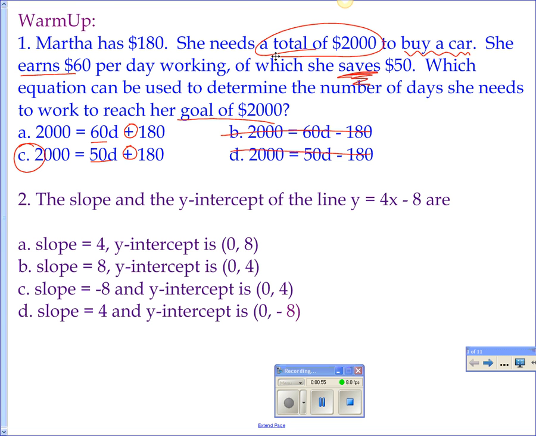Number two, the slope and the y-intercept of the line y equals 4x minus 8. Well, you know the slope is 4 because it's with the x, so you can mark out these two. And the y-intercept is negative 8, which is D. So those are the answers to your warm-up.